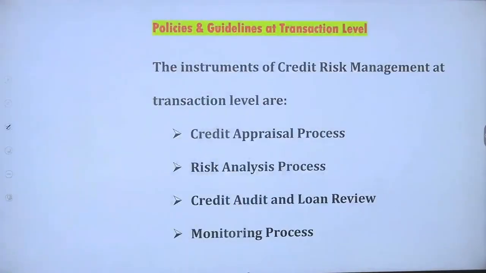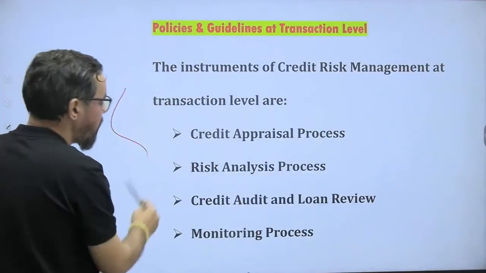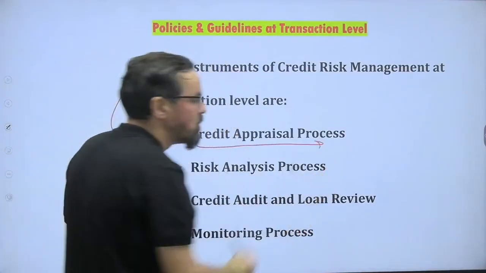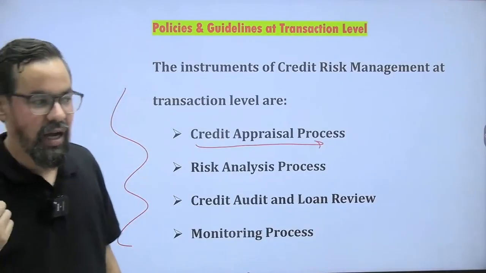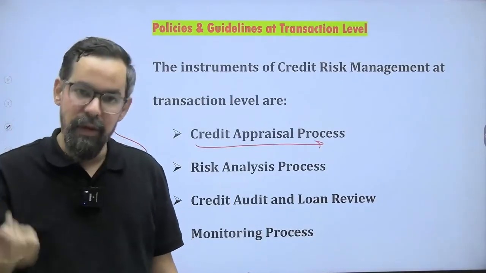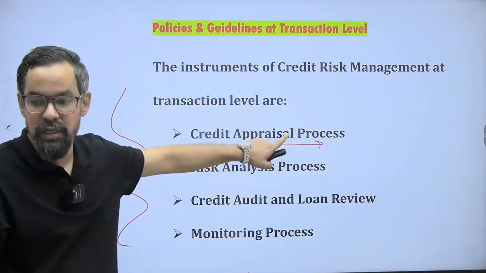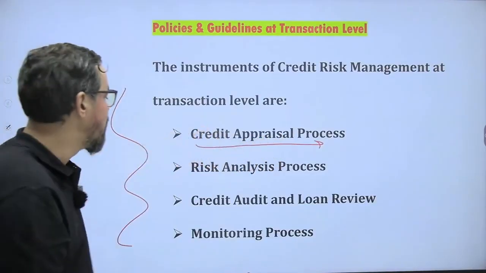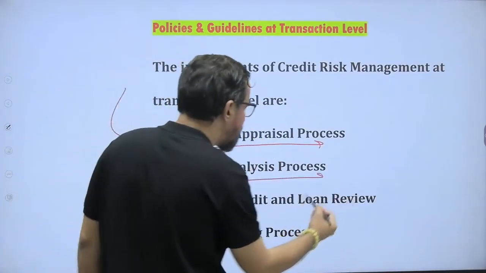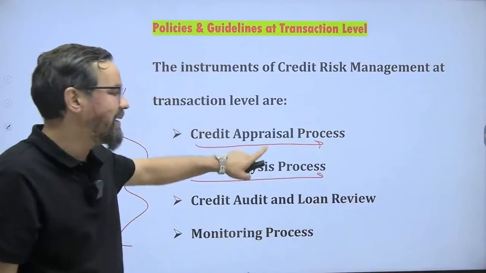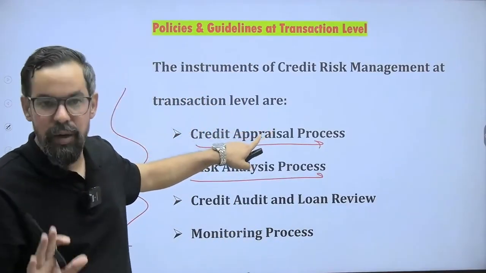So here we have so many things, like the credit appraisal process that we have discussed in your ABM module B, C itself in detail. Hope you guys remember this one. So this is the very first one. Second one is the risk analysis process. Basically the credit appraisal process, I hope you guys remember that particular one.